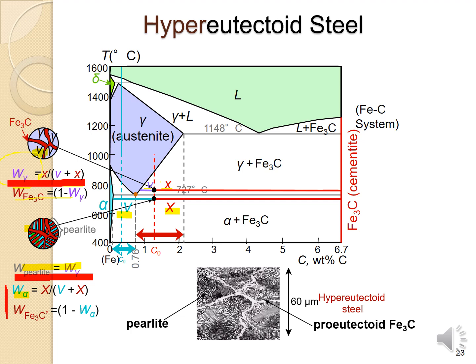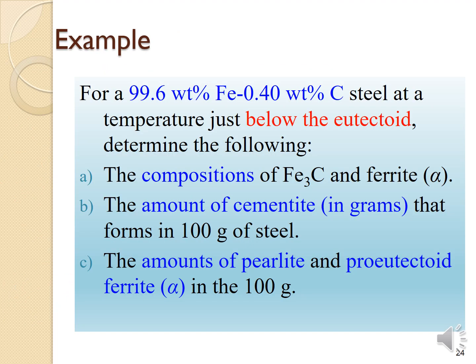Here is x over the entire tie line, the length here, and the rest will be the ferrite. And ferrite now includes two portions. The first one is the pro-eutectoid ferrite, and then the second one is the layered structure within the pearlite structure. Let's take a look at one example here.